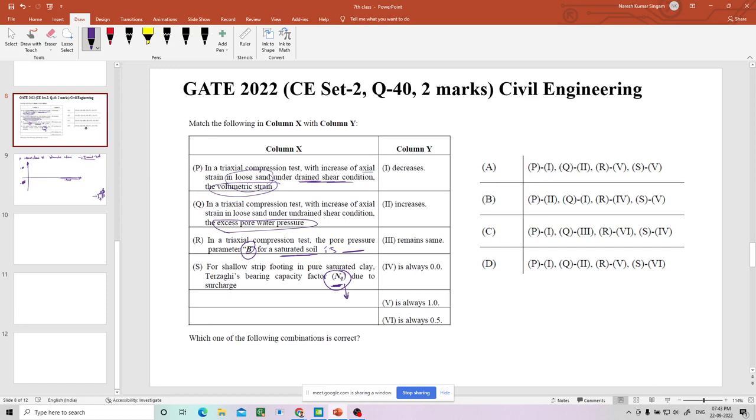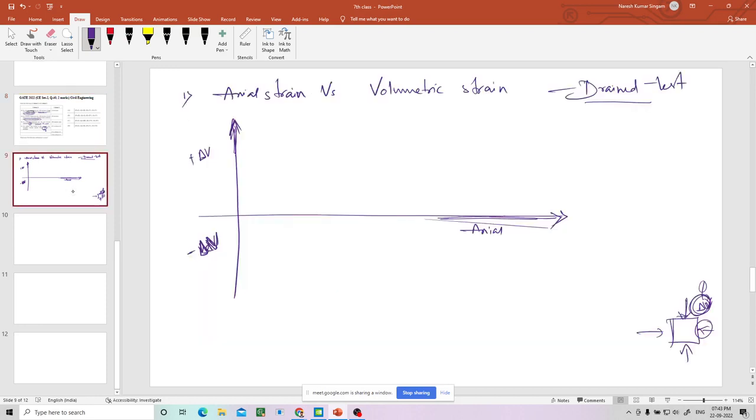Triaxial compression test, the increase of axial strain in the loose sand. Okay, this is what the hint says. There are two types of sands. Actually there are many types of sands, but here we will majorly divide into two: one is loose sand, another one is dense sand.